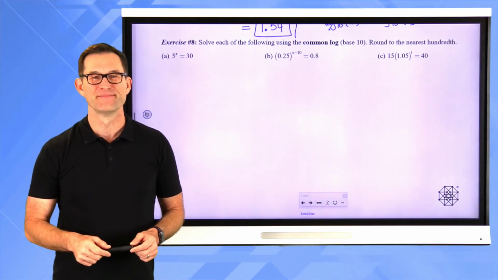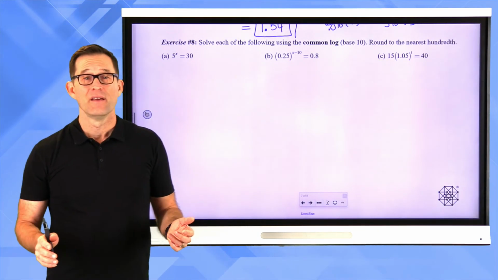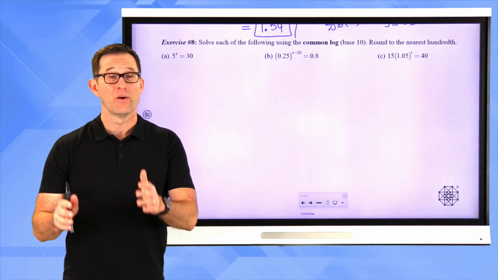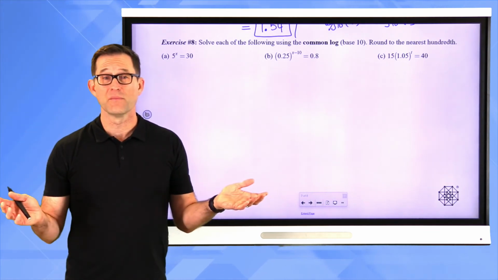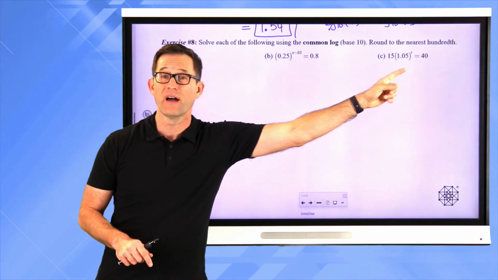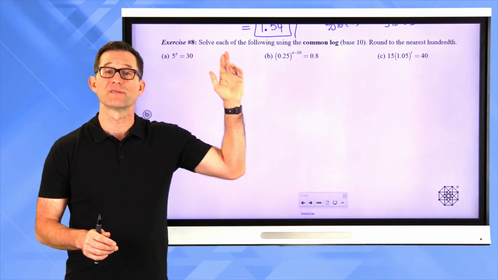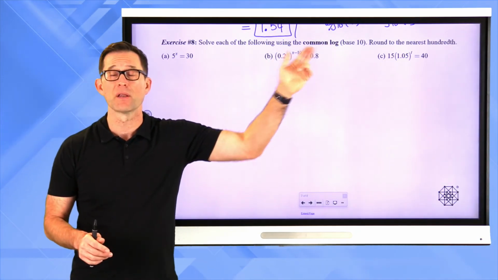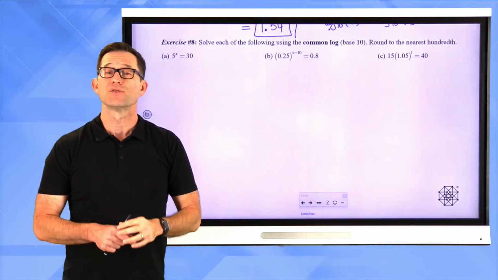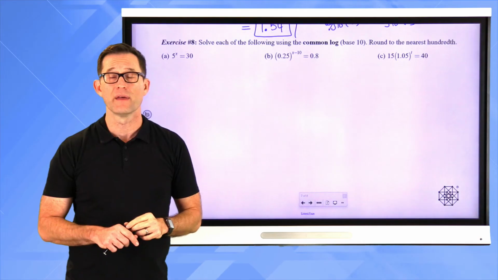Exercise number 8. Solve each of the following using the common log, base of 10. Round to the nearest hundredth. Now again, normally, if you've got a calculator, it's got logarithms of any base. I'm going to do this one with a base of 5, this one with a base of 0.25, and this one with a base of 1.05. But in this particular problem, it says solve each of the following using the common log, the base 10. So I'd like you to try to do that using the logarithm law that we did up above.